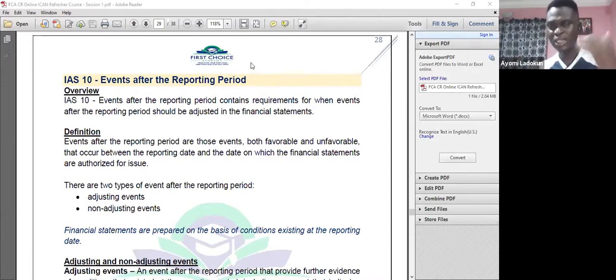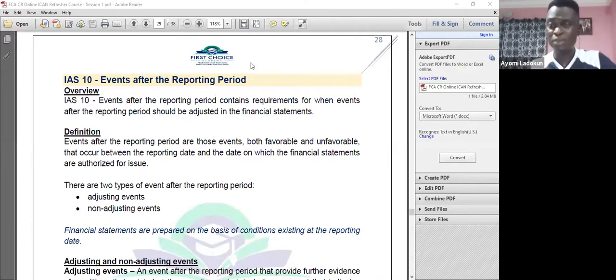Now, what is the issue around events after the reporting period, IAS 10? What does that mean? It simply means events after the reporting period are those events, both favorable and unfavorable, that occur between the end of the reporting period and the date financial statements are authorized for issue. So let me say that again.